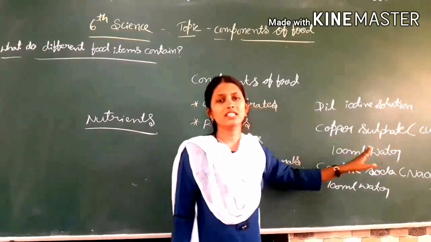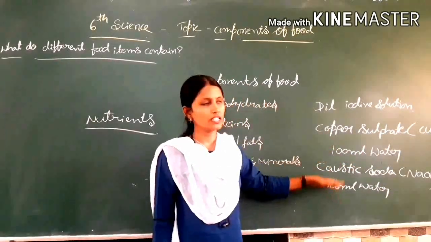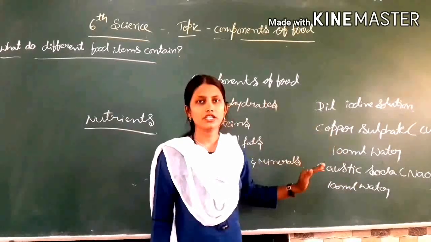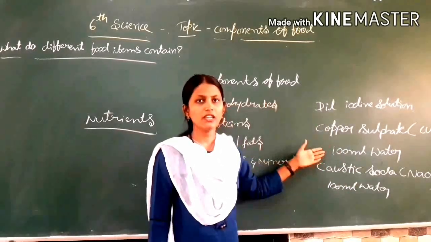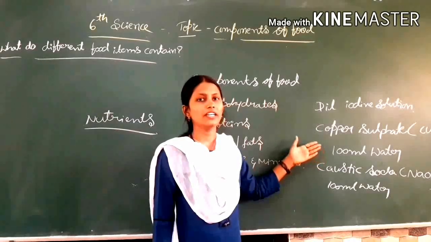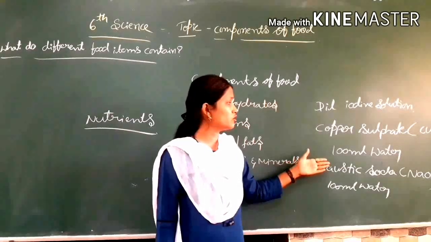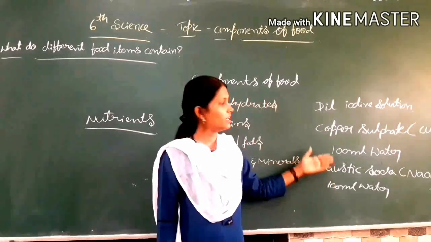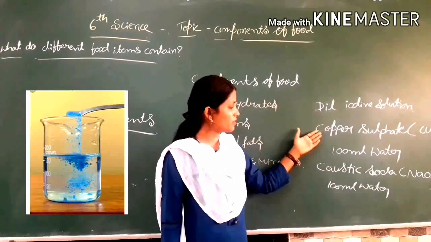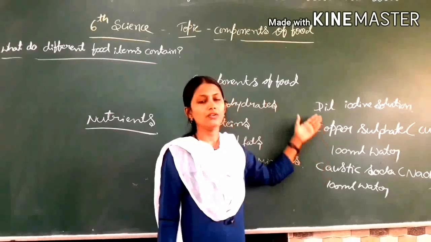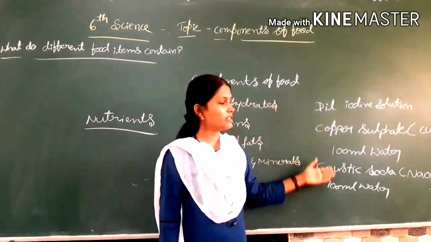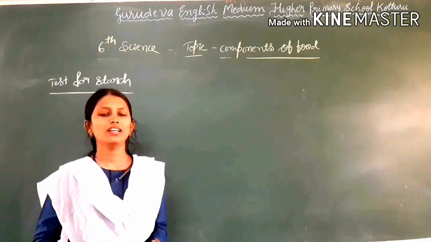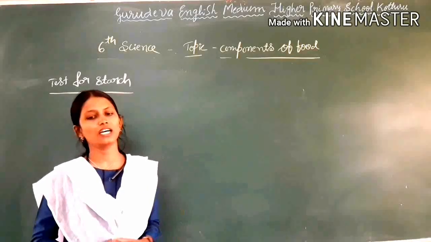To test the presence of the nutrients, we need these materials: test tubes, a dropper, iodine solution, copper sulfate solution and caustic soda solution. The iodine solution, copper sulfate solution and caustic soda we can prepare as we have done here. Now let us begin the test for the carbohydrates.